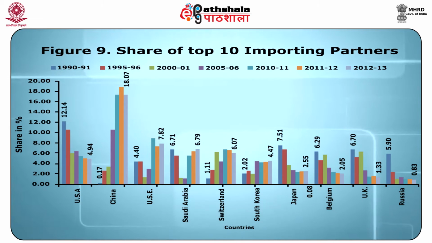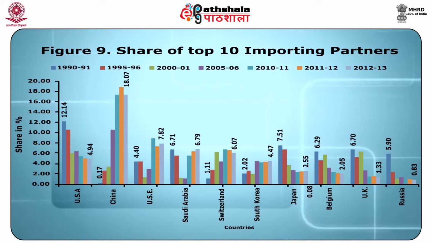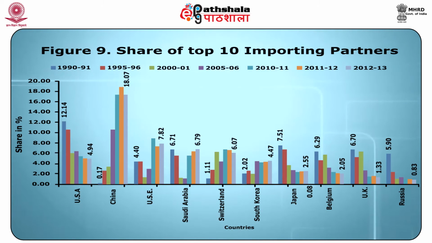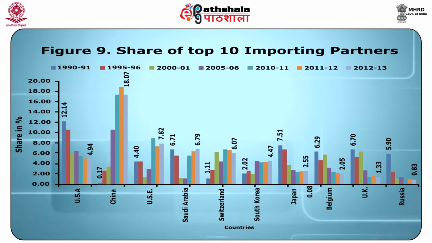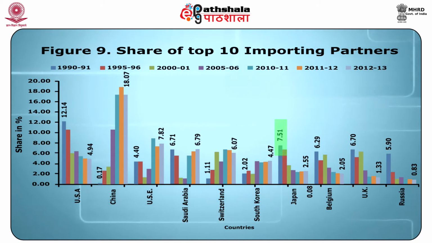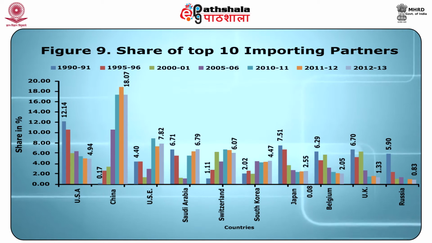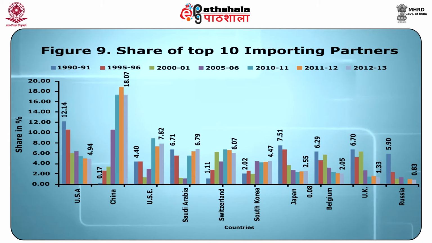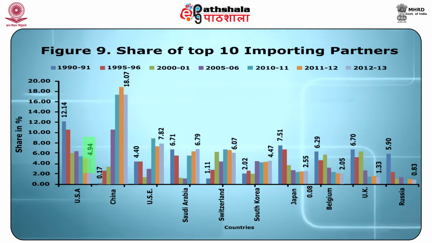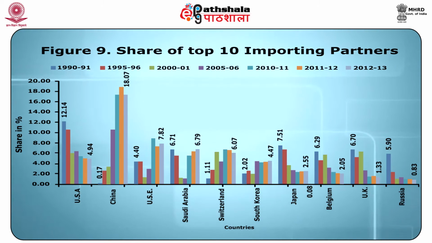Russia, Japan, USA, Belgium and UK were among the top importing partners of India in 1991. The share of all these top importing partners has reduced from 1991 to 2012-13. Russia's share is reduced from 5.9% to 0.83%. Japan's share has shrunk from 7.51% to just 2.55%. USA's share in 1991 was 12.4% and is reduced to 4.94% in 12-13. UK and Belgium share in 1991 was 6.7% and 6.29%, has also reduced to 1.33% and 2.05% respectively.